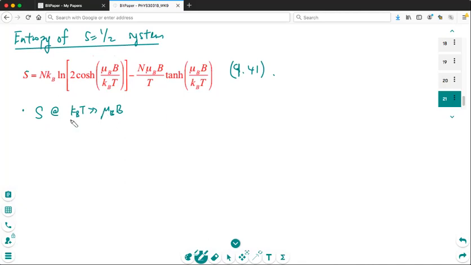Okay, now if you can guess, I got several answers and they are all correct. And the limiting case for this is indeed n k_B log 2. But then we want to know why.